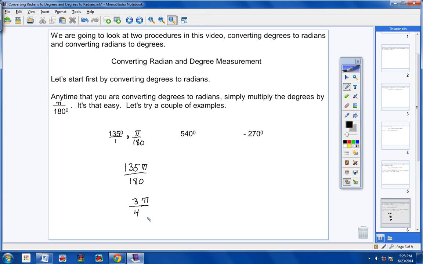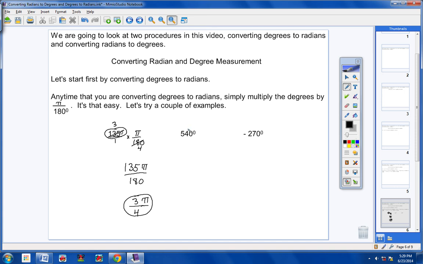Now up here at the beginning, if you would rather reduce these two numbers, you would have seen that 45 goes into 135 3 times, and 45 goes into 180 4 times. And then 3 times pi is 3 pi, and 1 times 4 is 4. Either method is acceptable, but the main thing you need to understand is 135 degrees equals 3 pi over 4. That's pretty easy, okay?